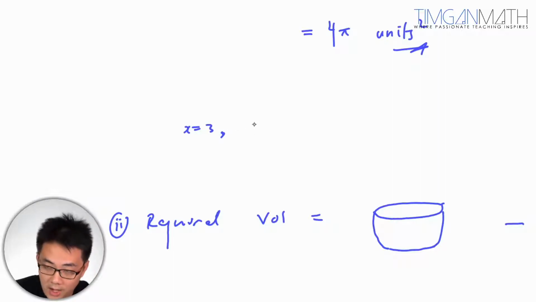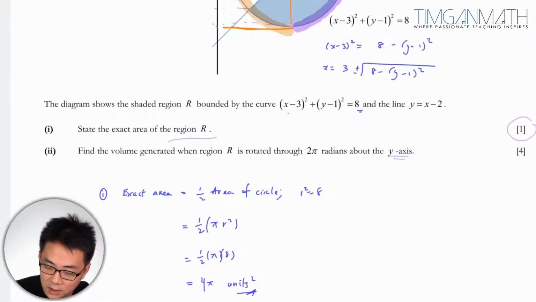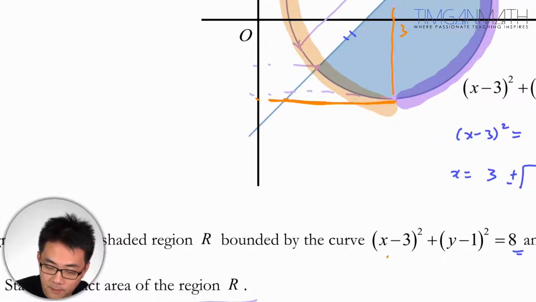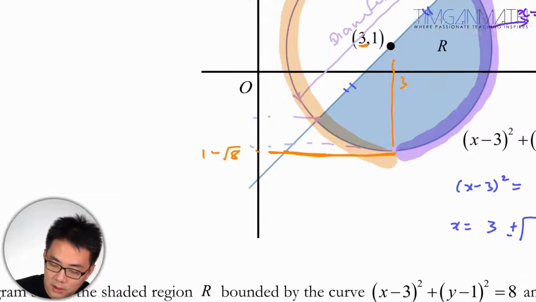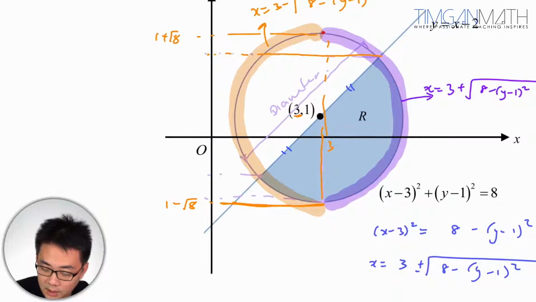That will be (y minus 1) squared equals 8. So y minus 1 equals plus or minus the square root of 8, and y equals 1 plus or minus root 8. Okay, so it doesn't take long to know that this is 1 minus root 8, and this is 1 plus root 8. You can simplify it, but it doesn't really matter. Then of course you need this point here as well.